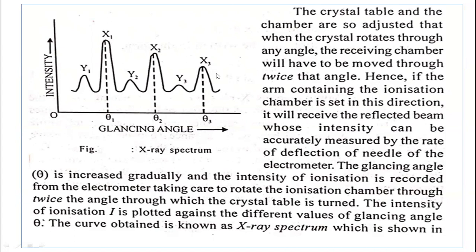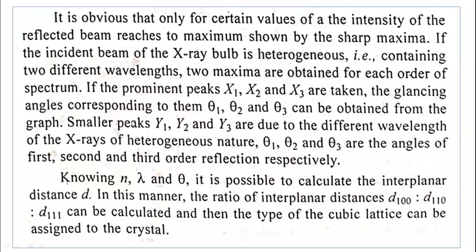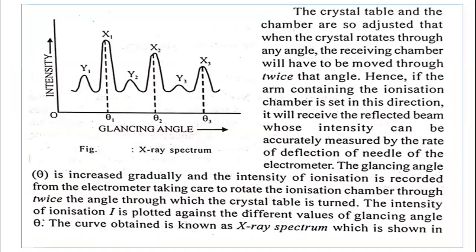What is the X-ray spectrum? The X-ray spectrum is the graph of the intensity of the ionization I plotted against the different values of the glancing angle, and the curve obtained in the graph is called the X-ray spectrum. So this is the X-ray spectrum here. You can see that for certain values, the intensity of the reflected beam reaches a maximum, shown by the sharp maxima here.